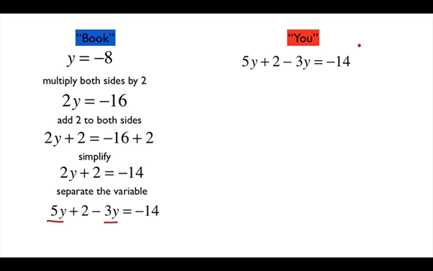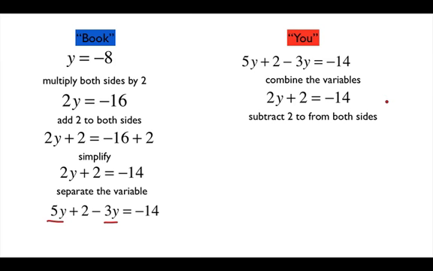So this is the equation that you're going to be working with. I look at the left-hand side and notice that these two variables are on the same side and they're separate. So what you're going to do is the opposite of separating. Now you're going to combine them. To combine these two, 5y and negative 3y, you get 2y. Bring down the plus 2, bring down the negative 14 on the right-hand side. To do the opposite of this, which is adding 2, I am going to subtract 2 from both sides. This is what I get. These go away. I have negative 16 on the right-hand side.